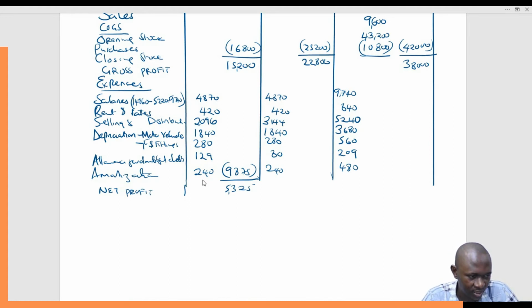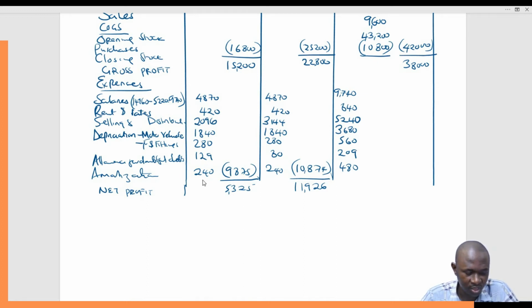Then we move to the second part. So that will also be 4870 plus 420 plus 3144 plus 1840 plus 280 plus 80 plus 240. This gives us 10,874. So we come here, 10,874, like that, because we are deducting. So then minus 22,800, we get 11,926. That becomes our net profit.